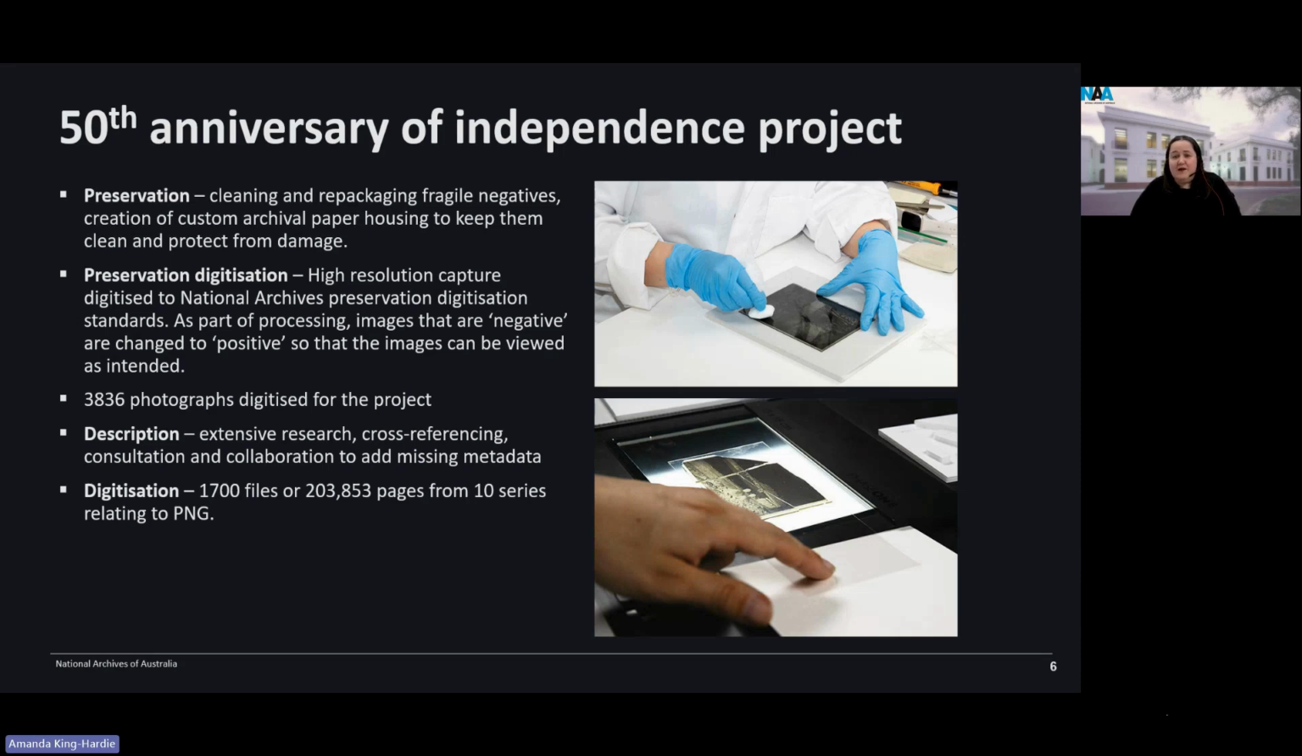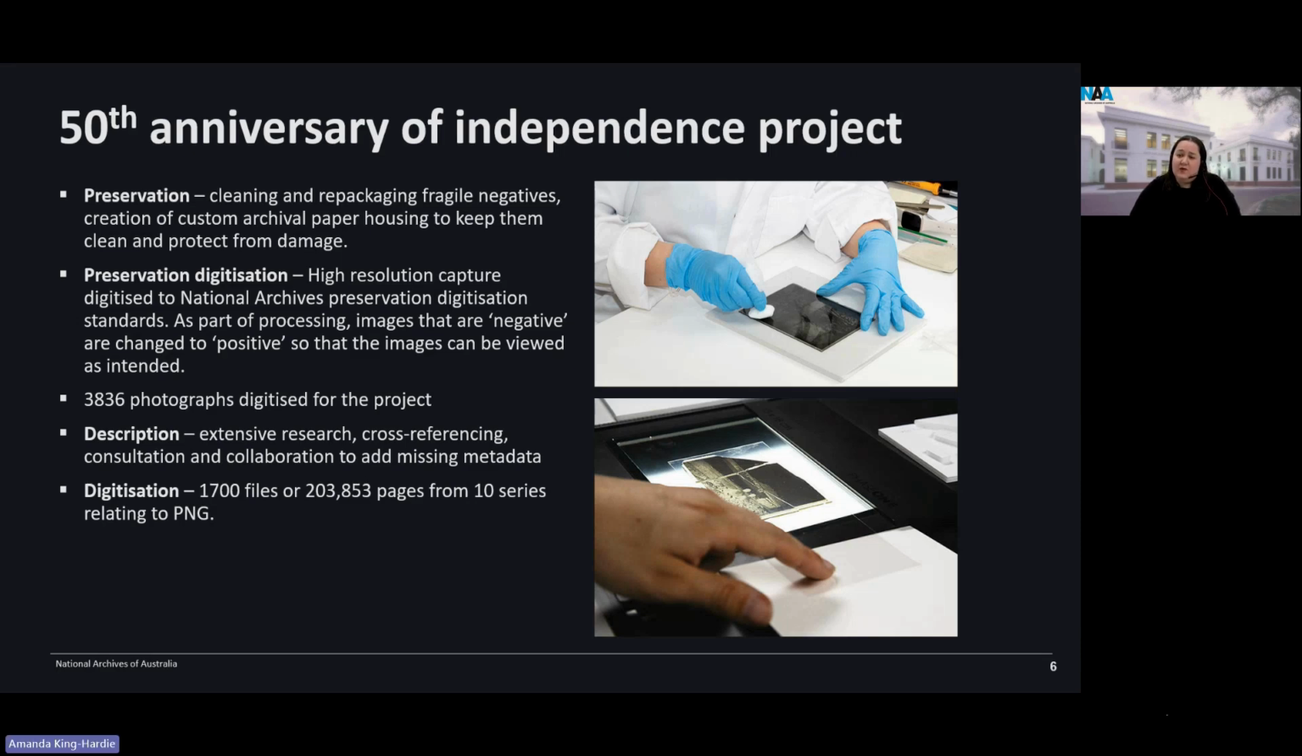The glass plates also did not come to the NAA with captions, so our description team undertook what's called reparative description, conducting research to find overlap with images in other collections, and also collaborated with experts to help find other references to help us learn more about these images so that we could add to and improve titles. And to make our photographic PNG collection more accessible and minimise physical wear and tear over time, over 3,800 of these photographs have been carefully digitised and placed onto our record search database.